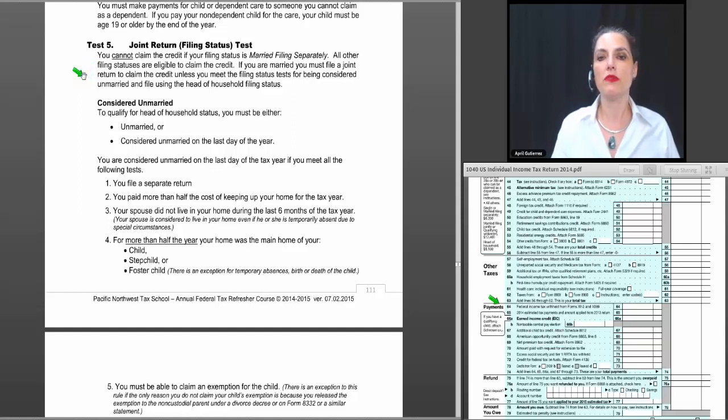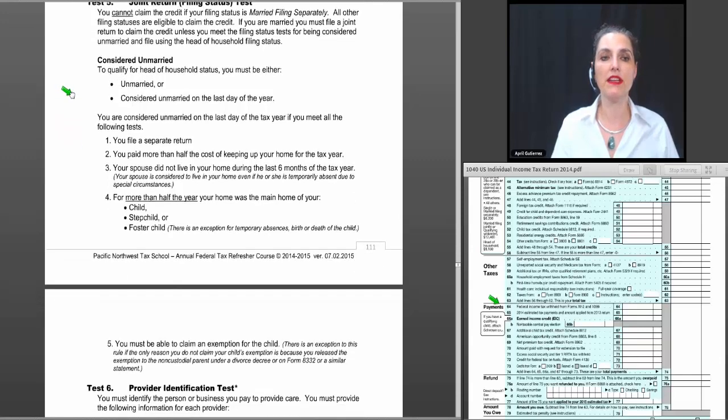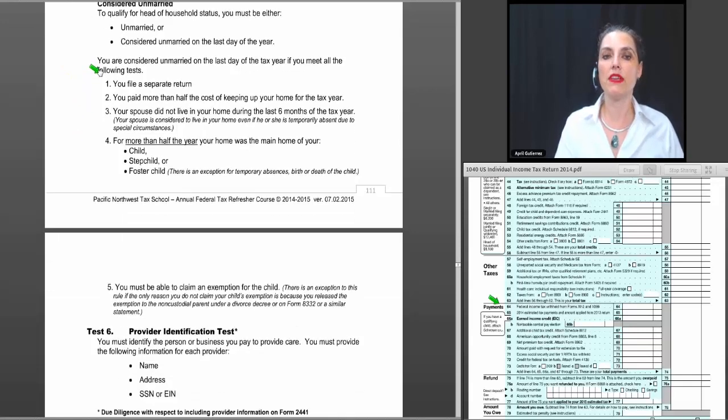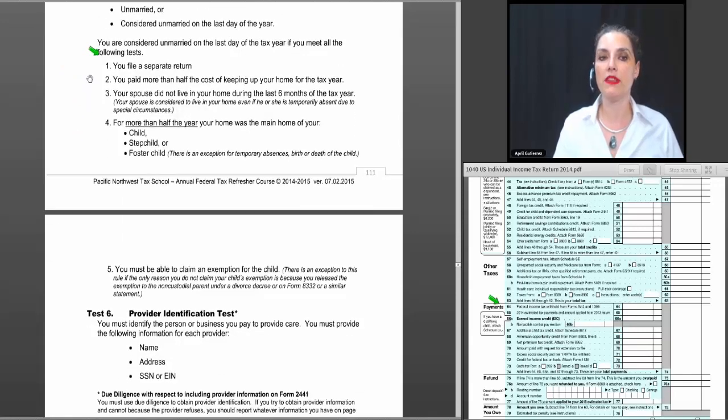If you are married, you must file a joint return to claim the credit unless you meet the filing status test for being considered unmarried and then use the head of household filing status. So what does considered unmarried mean? To qualify for head of household status, just as a reminder, because we covered it earlier today already, you must be either unmarried or considered unmarried on the last day of the year.